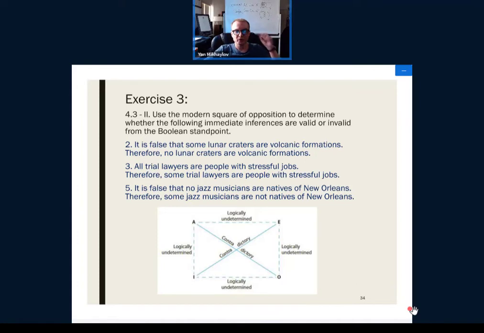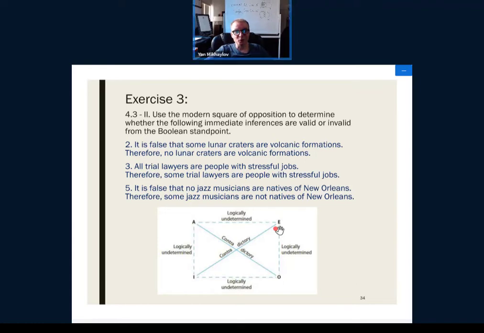Okay, let's do number 2 together. So where do you start? Some lunar craters are volcanic formations, so you start in I. And you go to E. Can you do that? And the answer should be very easy. Yes, you can do it. Why not? Why can't you do it? It's a contradictory relation. There is no dashed line. If there is a dashed line, then you cannot do it. If there is a straight line, you can do it. So the answer is yes, you can do it.